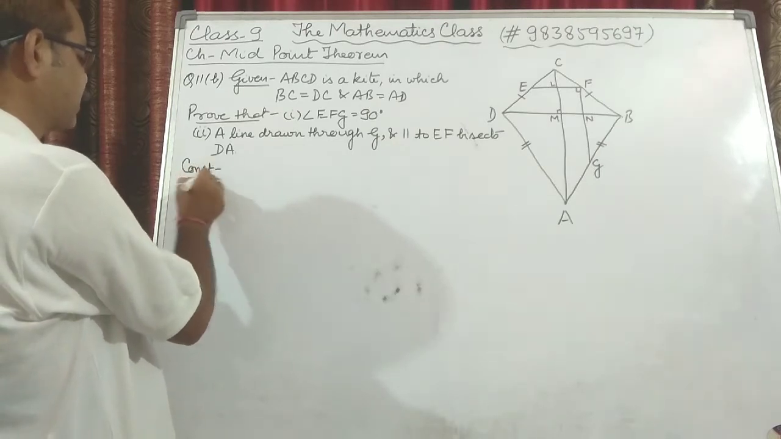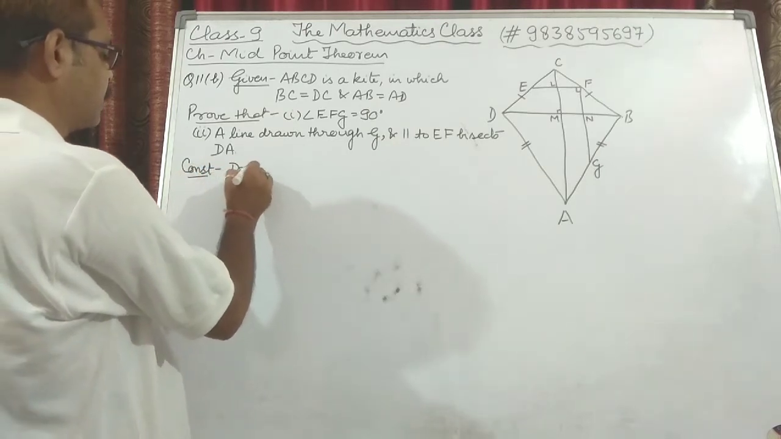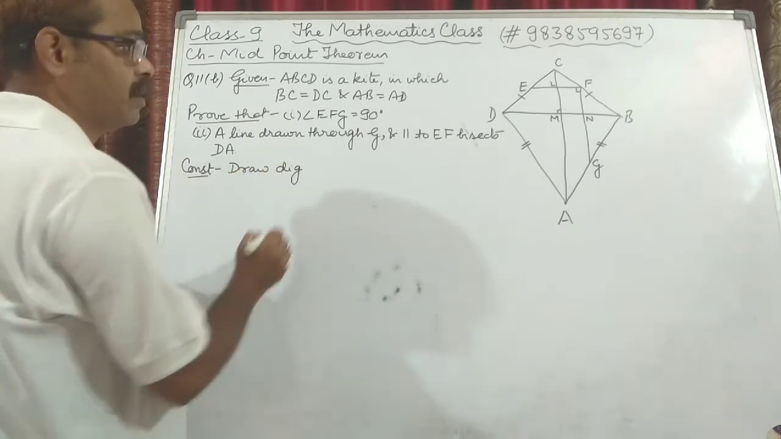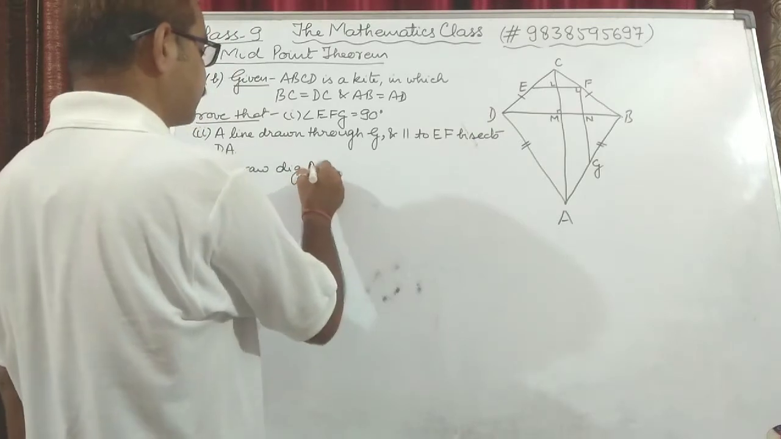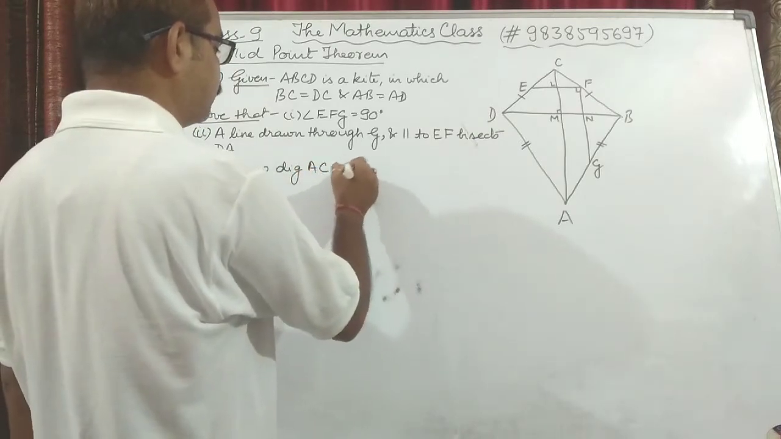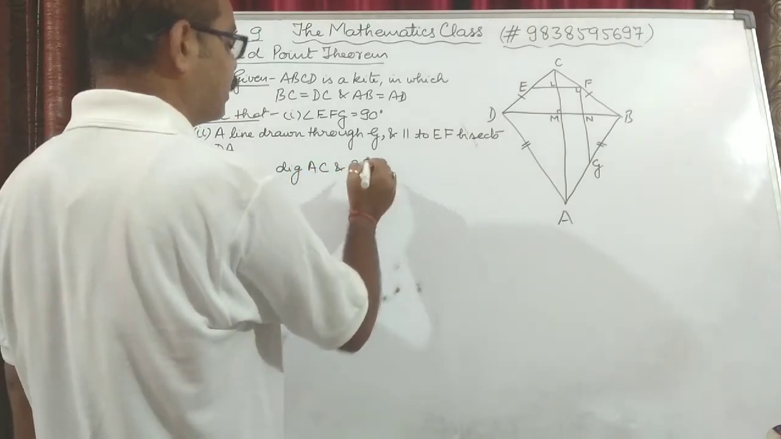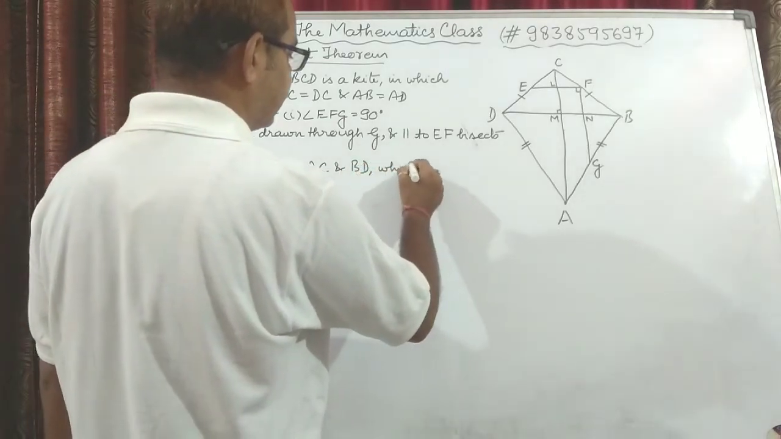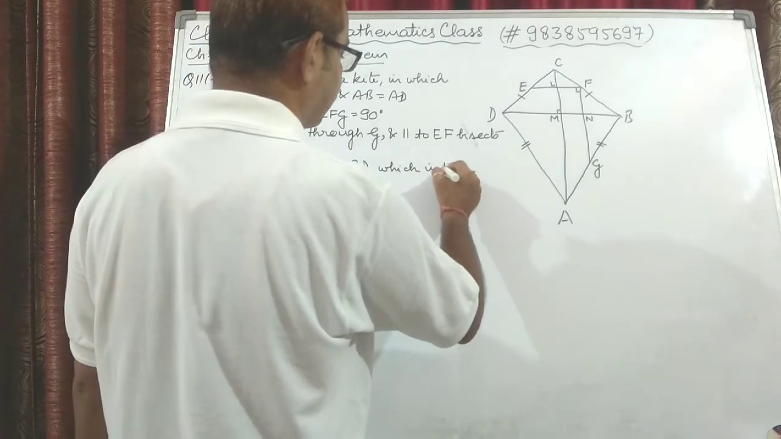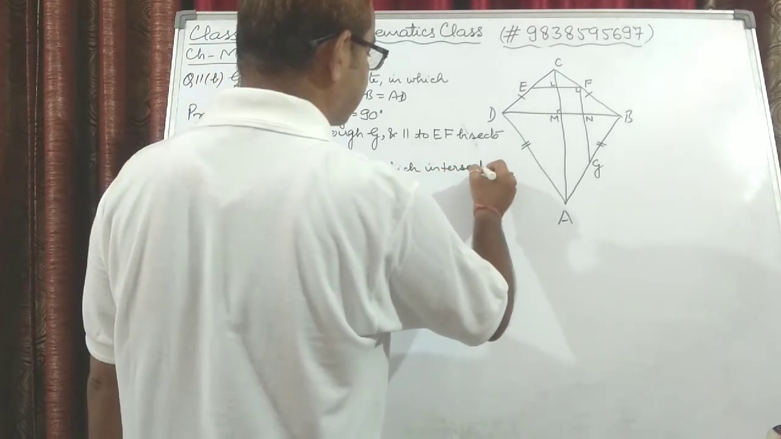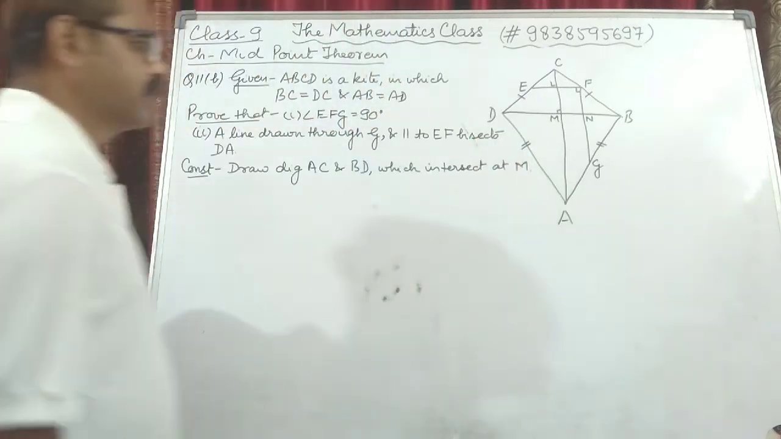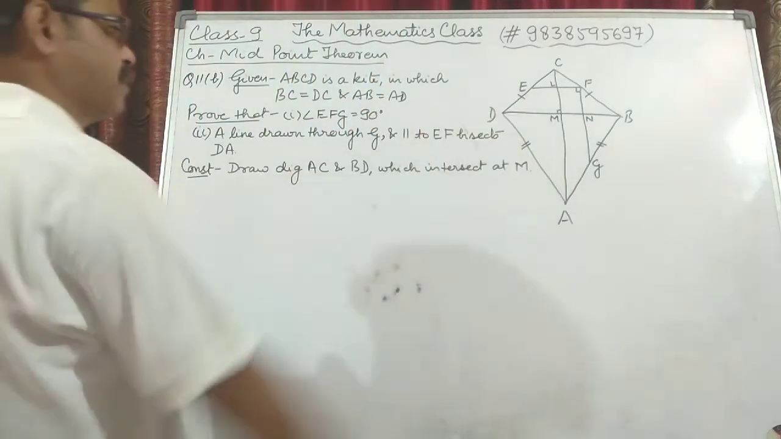So what we have done first of all is construction, and in construction what we do? Draw diagonals AC and BD, which intersect at M, and the rest we have named.